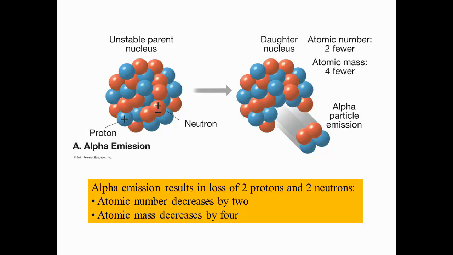Recall that the atomic number is the number of protons within the nucleus, so with the removal of the alpha particle, the daughter nucleus contains 2 fewer protons. The alpha particle also includes 2 neutrons, so we have a total decrease in mass by 4. And the resulting daughter nucleus is an entirely new element from the original parent because of the change in the number of protons.